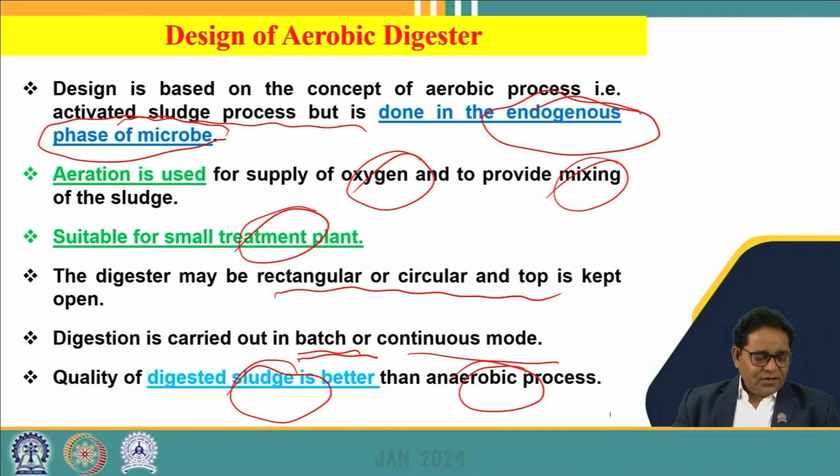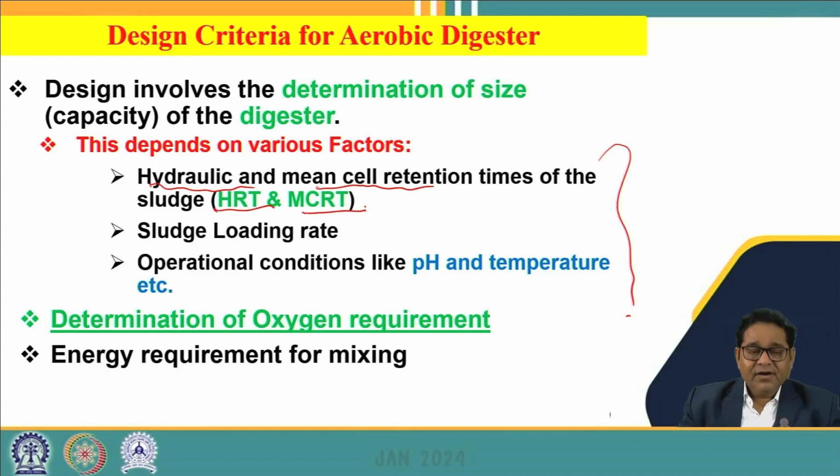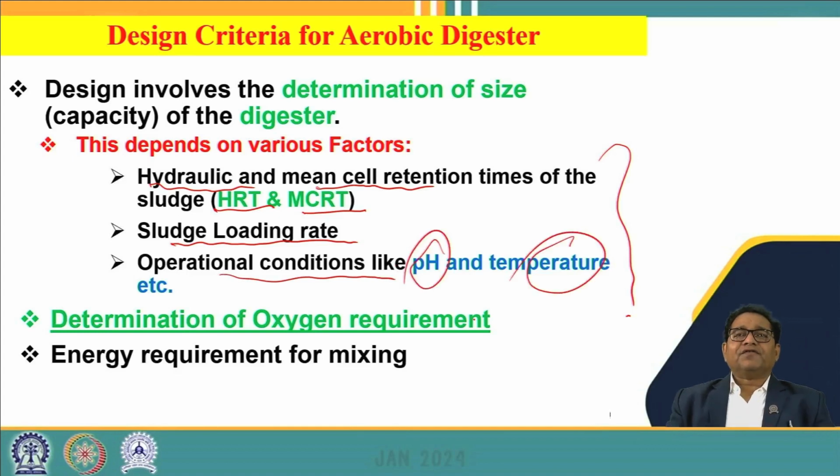So these are a few of the design parameters we have to look at, and then we have to see the design parameters based on which we can design the size and determine the capacity of the digester. The design is based on its hydraulic loading rate and its mean cell residence time. So both HRT and MCRT entirely affect the capacity of the digester required. Similarly, the biomass loading rate or the sludge loading rate is an important parameter that also has to be considered while determining the size of the digesters. And then there are many other operational parameters like pH and temperature range that overall affect the determination of the size or the capacity of the digester.